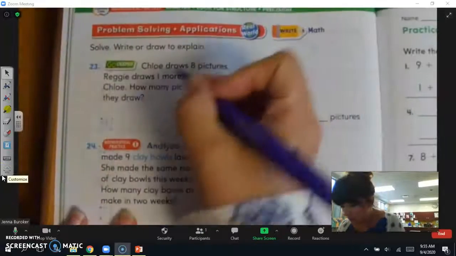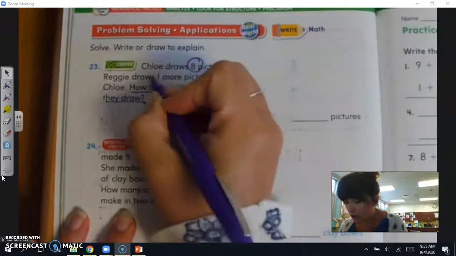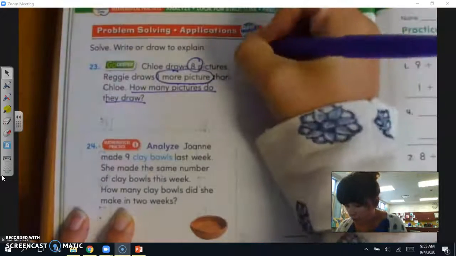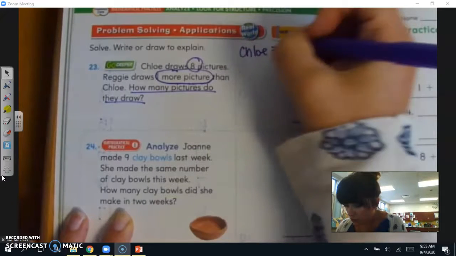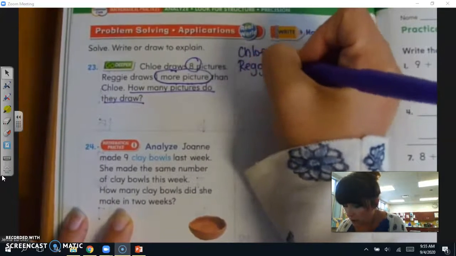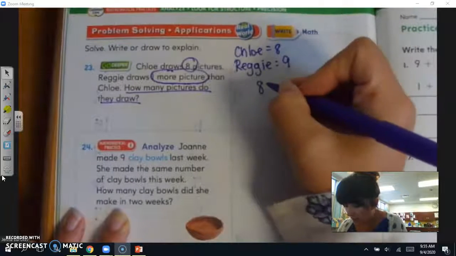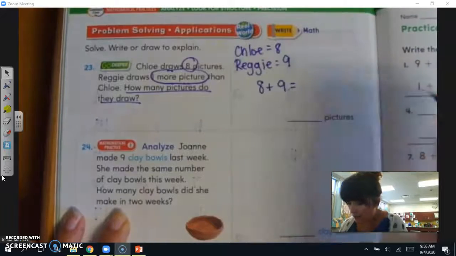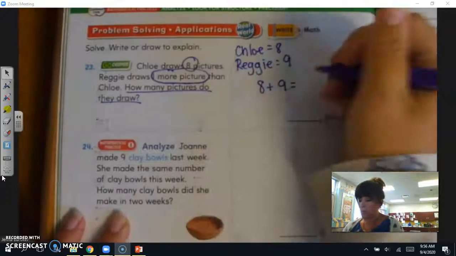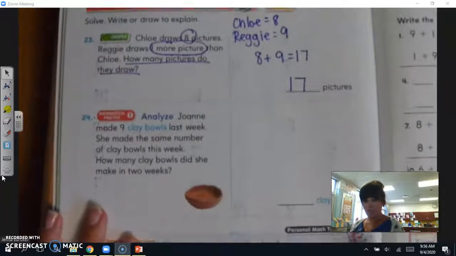Okay. So, how many pictures do they draw all together? Chloe draws 8 pictures. Reggie draws 1 more picture than that. So, Chloe drew 8. Reggie drew 1 more than Chloe. So, he drew 9. So, 8 plus 9. Got to solve that. I'm going to think of a helper double. 8 plus 8 equals 16, plus 1 more equals 17. So they drew 17 pictures.